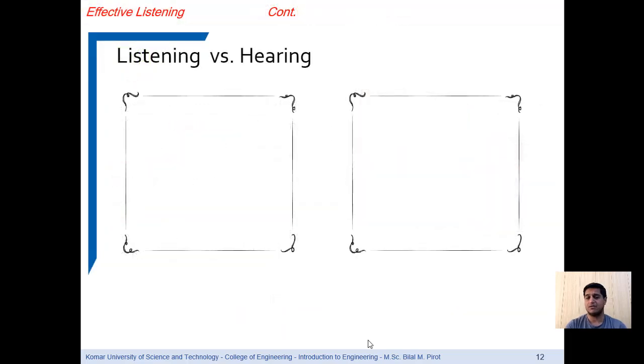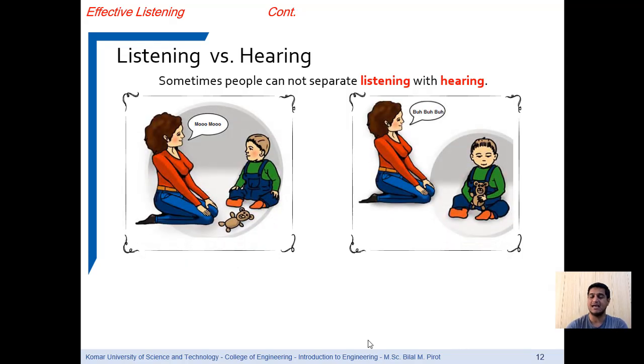Some people cannot distinguish between two things. We have two words in English, listening and hearing. Sometimes people cannot separate listening and hearing. So what is listening and what is hearing? Listening is a physical, mental process, and it is active. It is a physical and mental process, and it is active because you are using energy when you are listening to something.